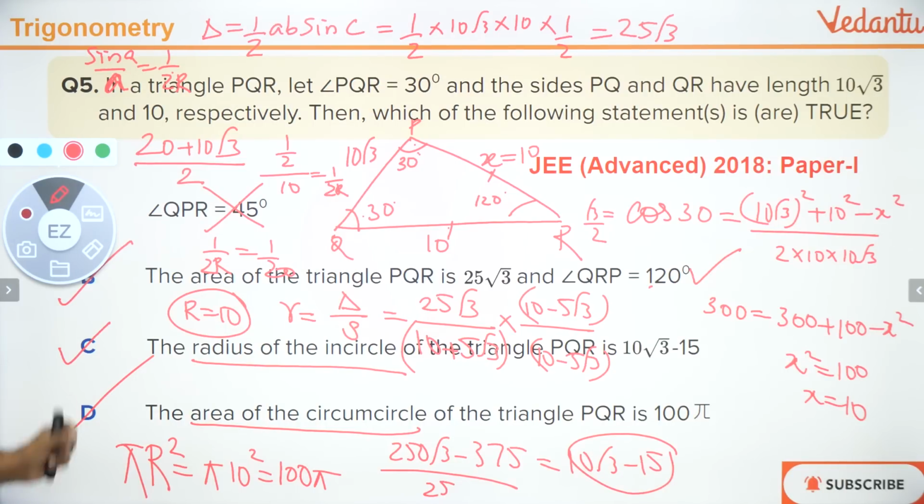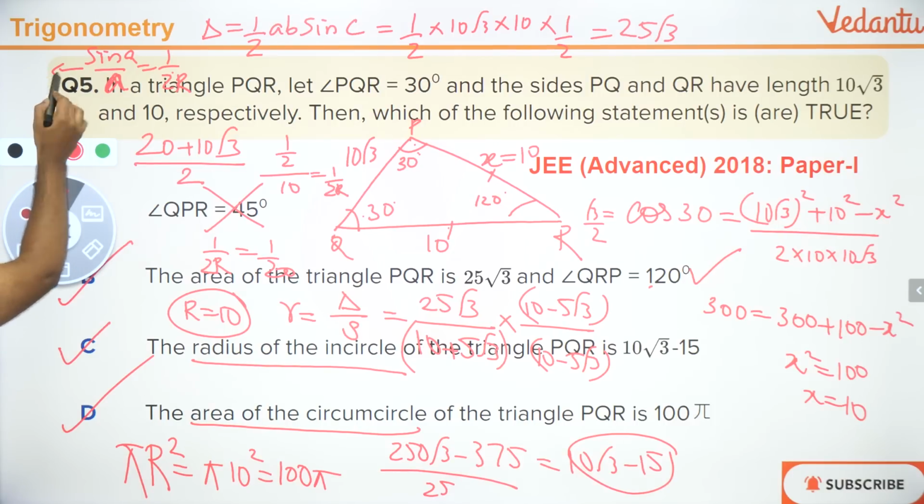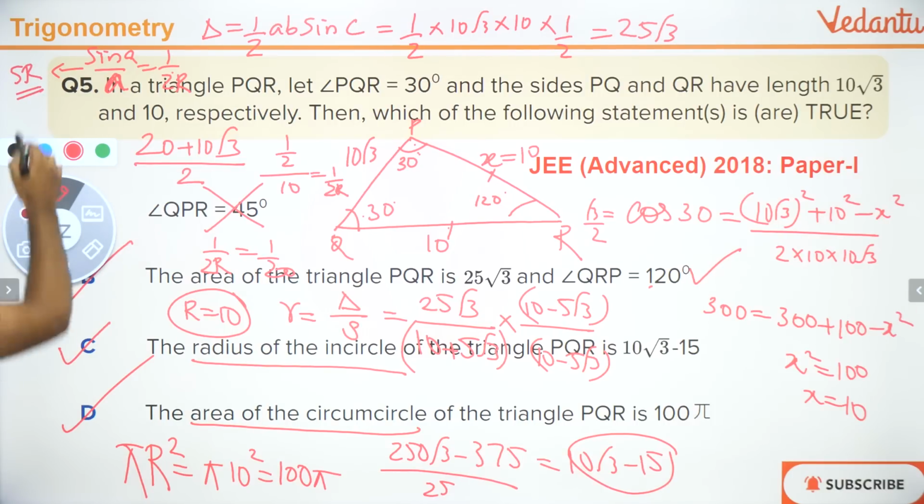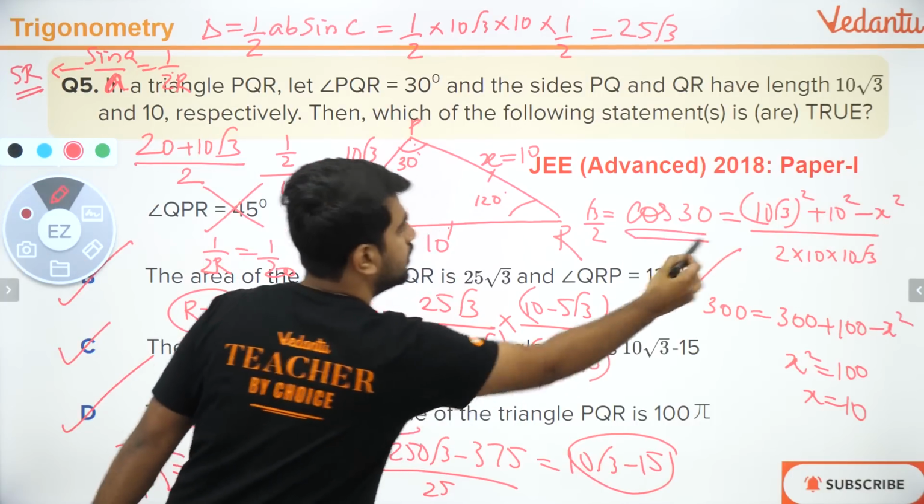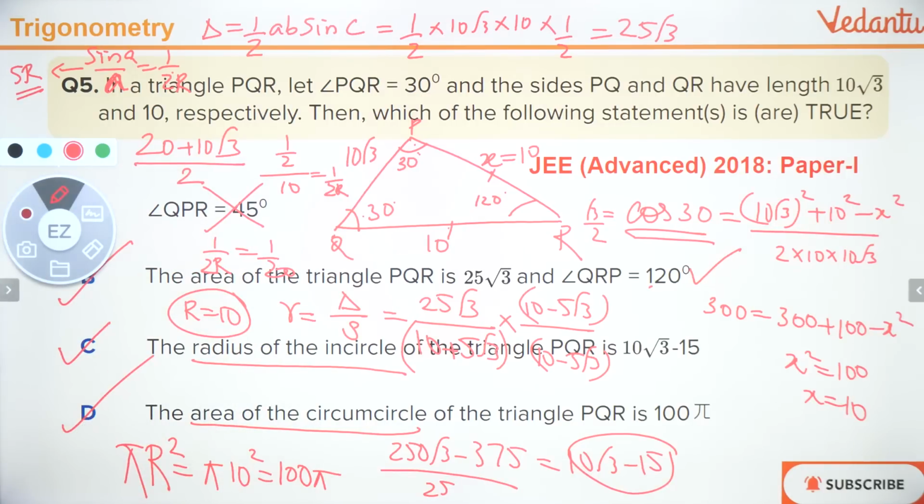Okay. So guys, what I used here is the sine rule. I used the sine rule here and I used cosine rule here. So this is an application of cosine rule, sine rule and SOT. Good question. I hope you guys learnt one or two things from here.